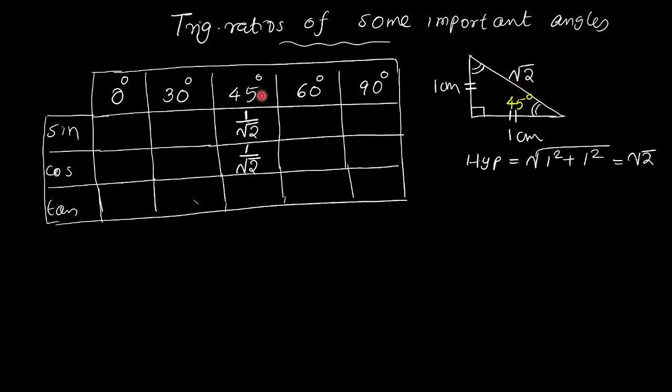Then tan 45 will be opposite by adjacent, 1 by 1, which is 1. You have to memorize these values. So sine 45 is 1 by root 2, cos 45 is 1 by root 2 and tan 45 is 1. Whatever may be the size of the triangle, once this angle is 45 degree, the sine value will be fixed, 1 by root 2. So till this step you are okay? Samriddhi, Benedict, Yukta, Nishit.